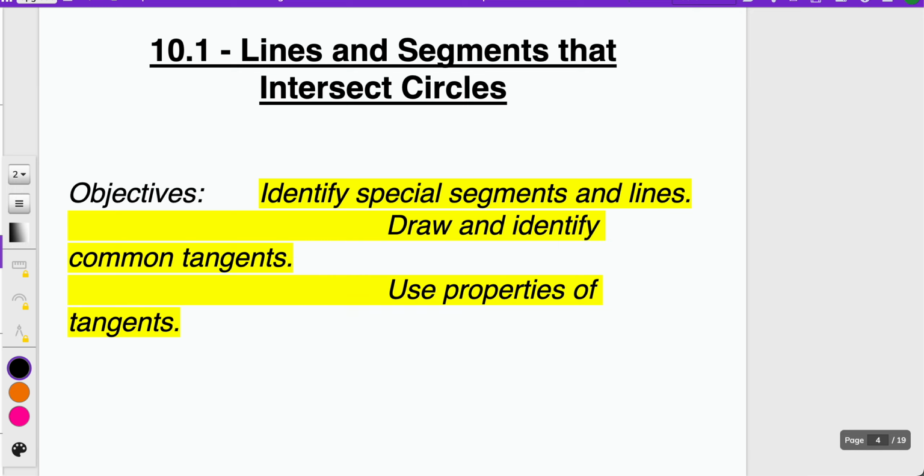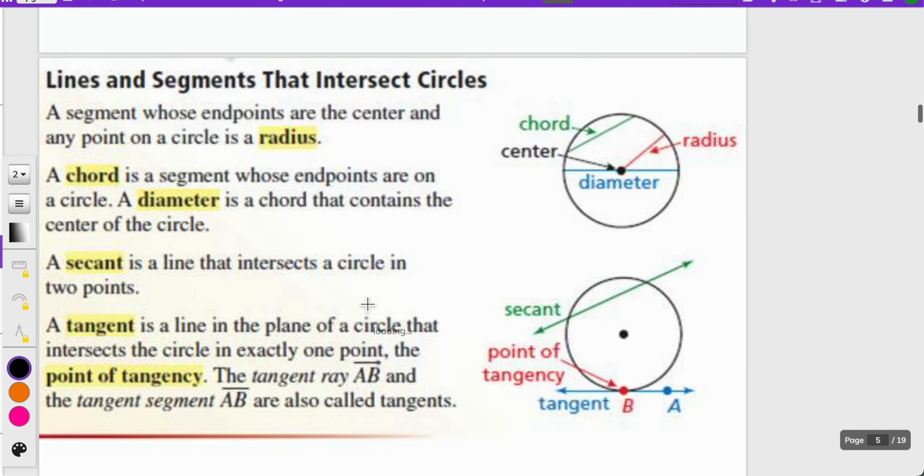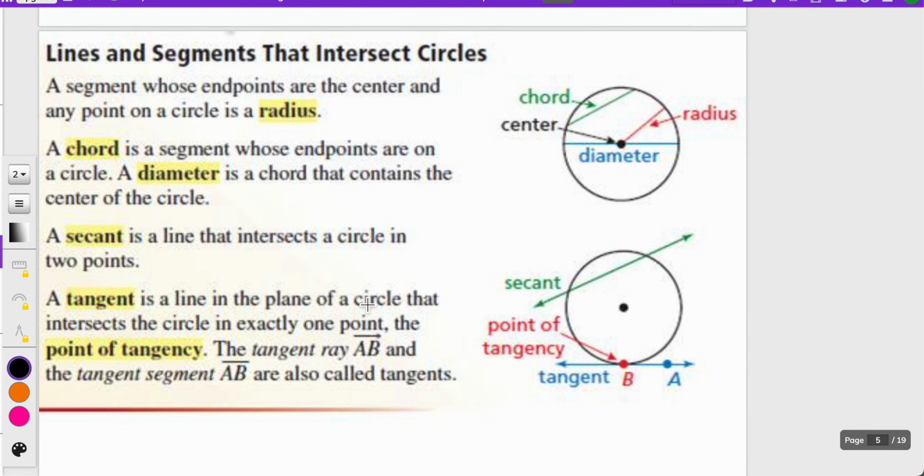Today we're looking at lesson 10.1, lines and segments that intersect circles. So we'll be able to first identify special segments and lines, be able to draw and identify common tangents, and then use properties of tangents. We got a lot going on this page, so just make sure you have each one of these labeled.